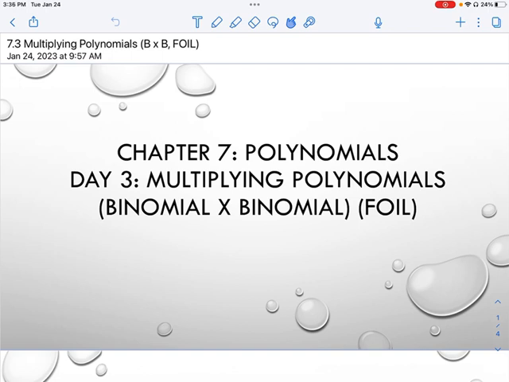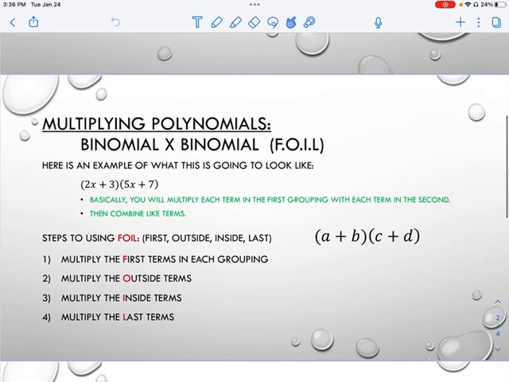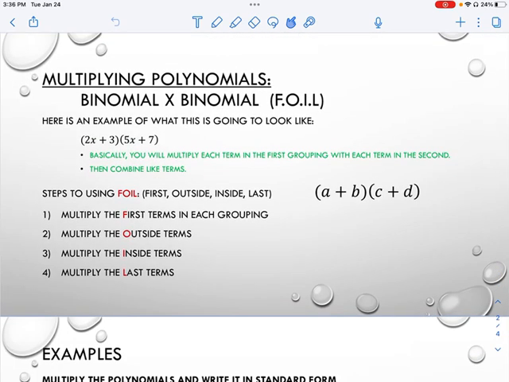Now, if you have an older sibling or if you've heard some friends, older people, you might have heard of FOIL before. That is what we're going to work on. It's still just distributing, but it's just a cute way, kind of an acronym, to help you remember how to multiply two binomials. All right, so here is an example of what it's going to look like.